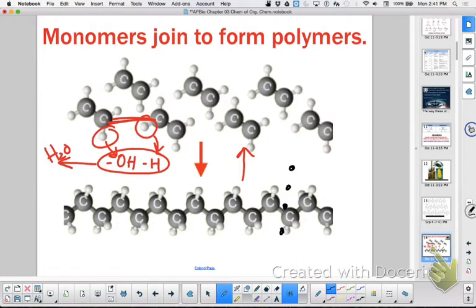Carbohydrates. Perfect. We talked about carbohydrates, so carbs. Okay? What is the second one we discussed? Lipids. What is the third one we discussed? Proteins. Okay, what is the fourth one we discussed? Nucleic acids.